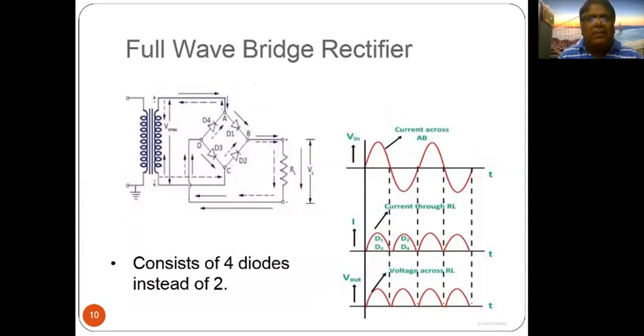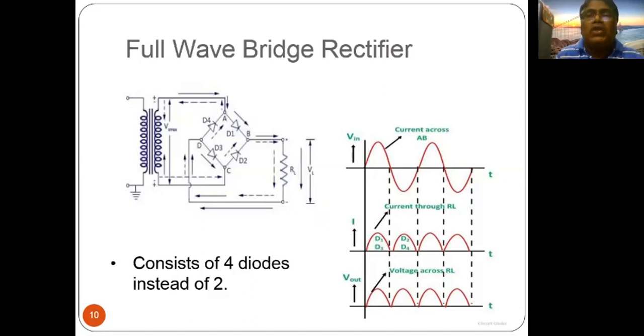Once again I am giving the points. In a half wave rectifier we use only 1 diode. In a full wave rectifier, we use 2 diodes. In a bridge wave rectifier, we use 4 diodes. From an objective point of view, this is very, very important.